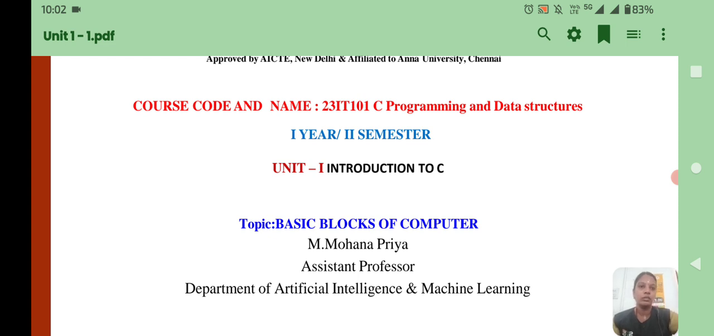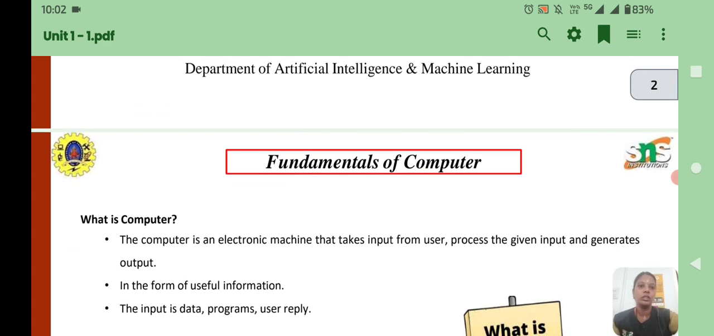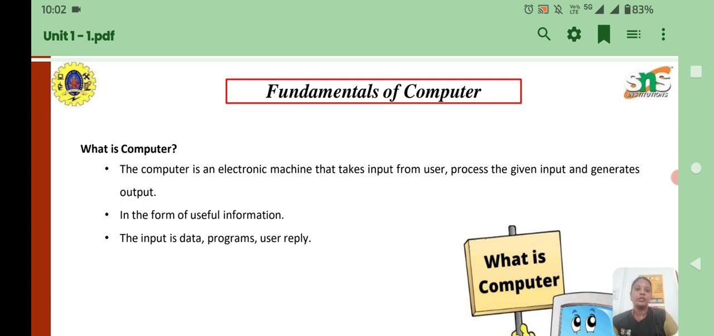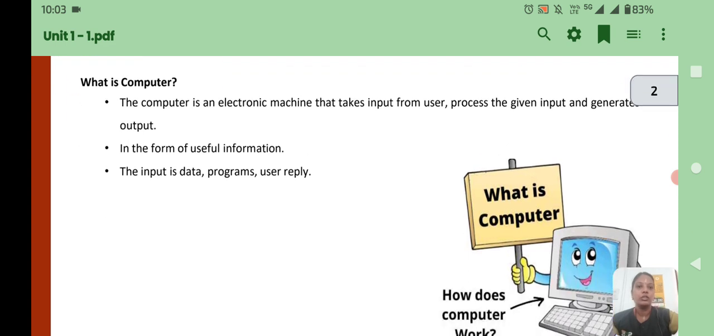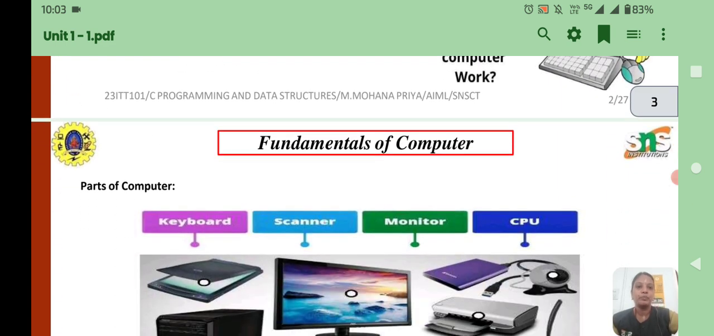Today we are going to see the basic blocks of a computer. What is a computer? Nowadays computers rule everywhere in the modern world. A computer is an electronic machine that takes input from the user, processes the given input and generates the output in the form of useful information. The input is data, programs, and user.